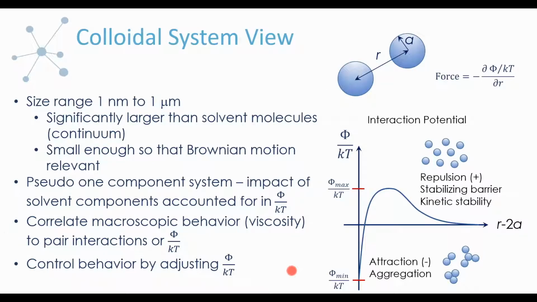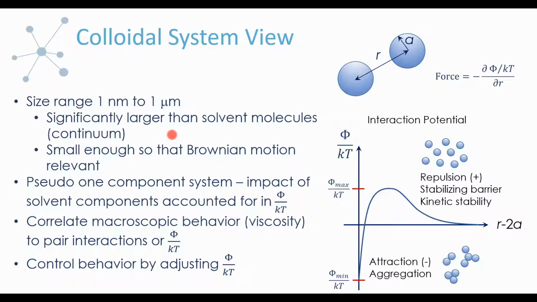Okay, so I then wanted to introduce, when you're dealing with colloidal systems, how do we view these systems, and why is it potentially useful to view protein systems as colloidal systems? A colloid is generally defined as a particle within a particular size range that can be dispersed in a fluid phase. The size range is going to be somewhere from 1 nanometer to 1 micron.